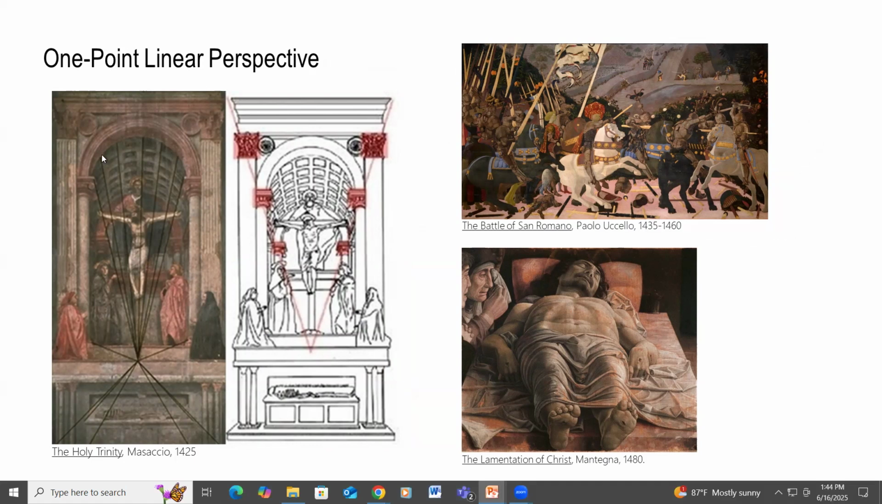So the invention of perspective by Brunelleschi led to artists being able to apply that in a one-point perspective system here, like with the Holy Trinity by Masaccio, and be able to really imagine how all of this architecture is going to go back in space, right? There's a one-point perspective system with the vanishing point right there.